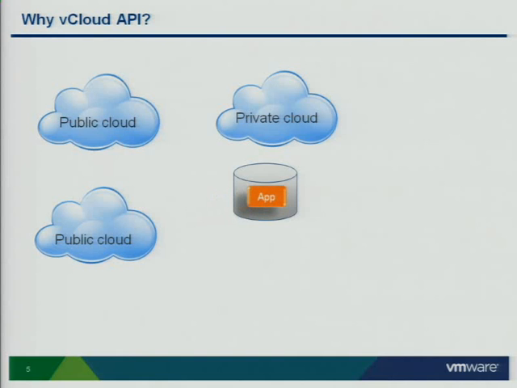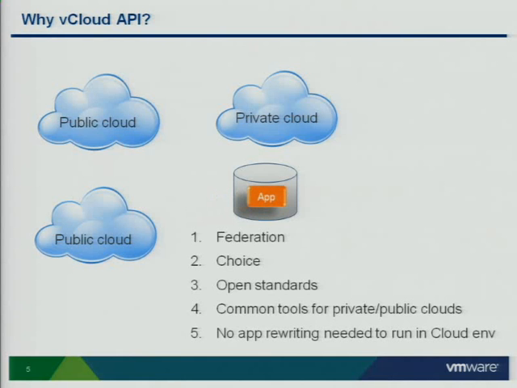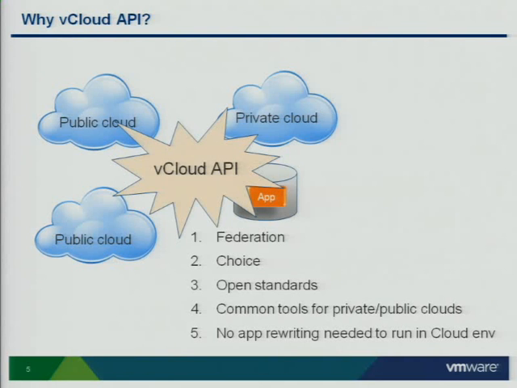And in order to do all these things, we need an API. This API must have the following characteristics. It should support federation, or the ability to move workloads between clouds. This API should be based on open standards. This API should have common tools for managing both private and public clouds. And existing applications should continue to run in the cloud. There should be no need for rewriting these applications. And the answer to all of these requirements and needs is the vCloud API.